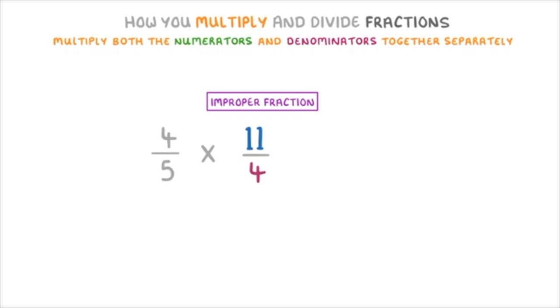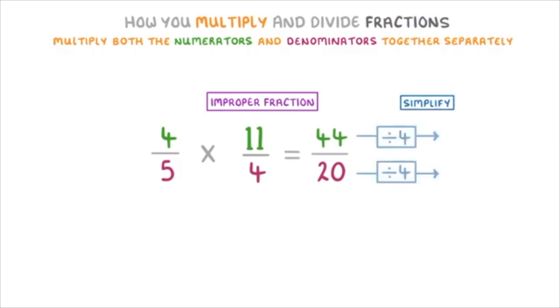Then we can just multiply 4/5 by 11 over 4, like in our other examples. So 4 times 11 is 44, and 5 times 4 is 20, which gives us 44 over 20. And then we can simplify that by dividing top and bottom by 4 to get 11 over 5.